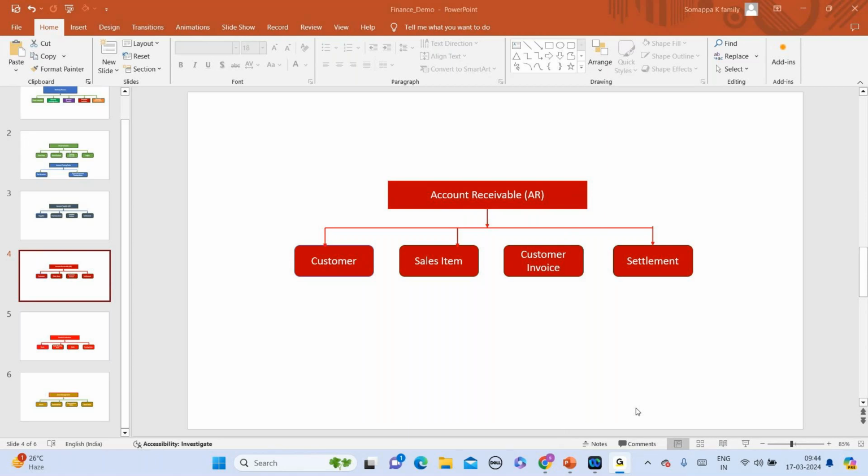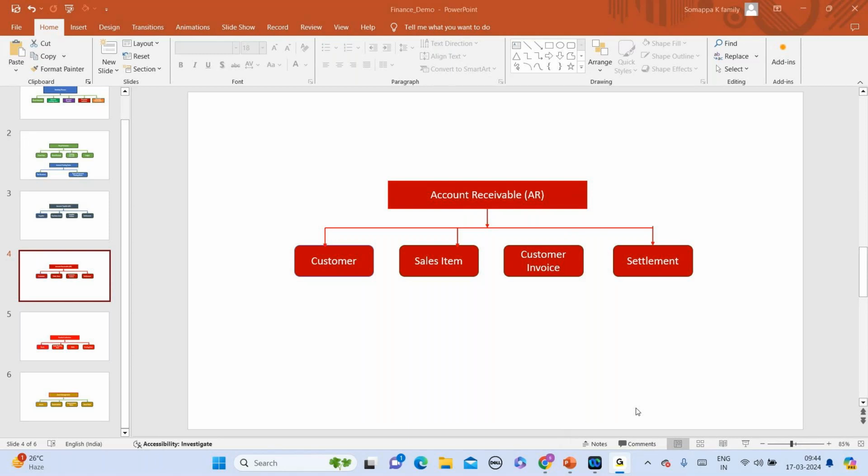Initially, they go for the AP and AR. If it's a product-based company, they go for the AR module initially because they have to sell the product. If it's a service-based company, they implement both AR and AP. So these two are important. Accounts payable and accounts receivable, both are a must. Even general ledger should be there. It's a prerequisite for financials. That is a must. Without that, you cannot go for AR and AP.